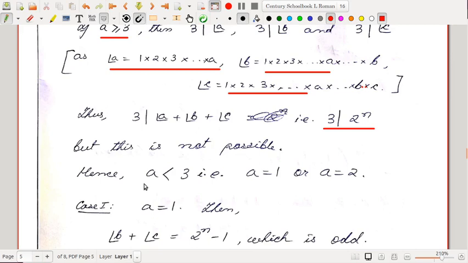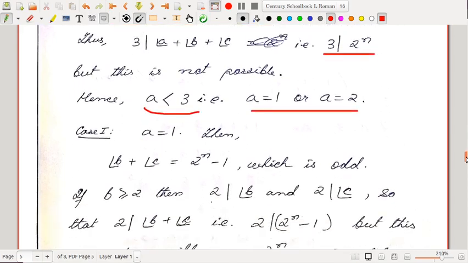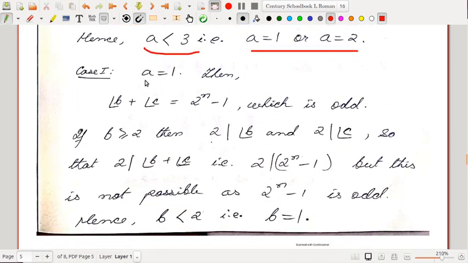So see, immediately our problem reduces. So a has to be less than 3, but a is a positive integer, so a can be either 1 or 2. So there are 2 cases which you have to study. Okay, so let us take it as case 1, a equal to 1. So if a equal to 1, then what we have, factorial b plus factorial c will be 2 to the power n minus 1, which is odd. Okay, so here again we can apply this particular method.